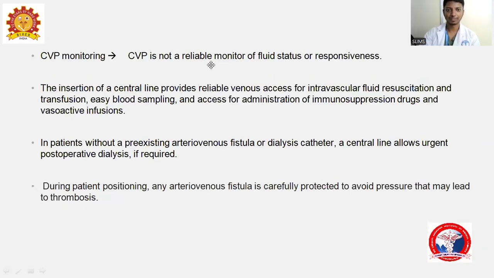CVP monitoring is not a reliable monitor of fluid status or responsiveness. The insertion of a central line provides reliable venous access for IV fluid resuscitation and transfusion, blood sampling, and access for administration of immunosuppression drugs and vasoactive infusions. In patients without a pre-existing AV fistula or dialysis catheter, a central line allows urgent postoperative dialysis if required. During patient positioning, any AV fistula is carefully protected to avoid pressure that may lead to thrombosis.